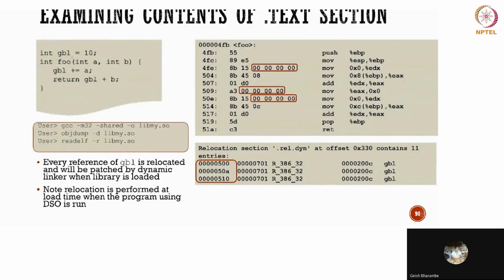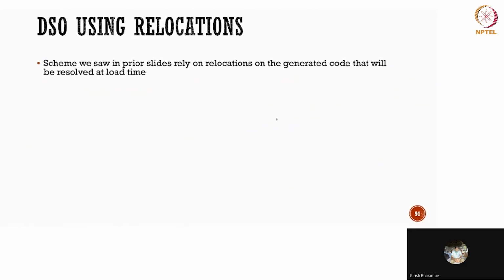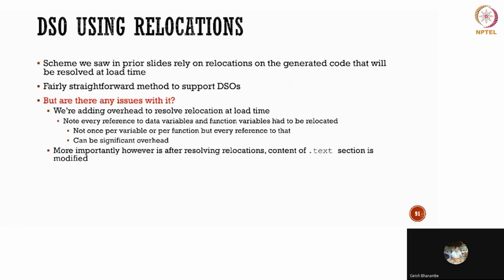So my process P1 loaded the shared library at address 500. So the address of GBL, let's say for simplicity, is 500. All these instructions would be modified by the dynamic linker to address 500. Now, as soon as I make it specific to my process, I can't actually share it if some other process also wants to use the same code.